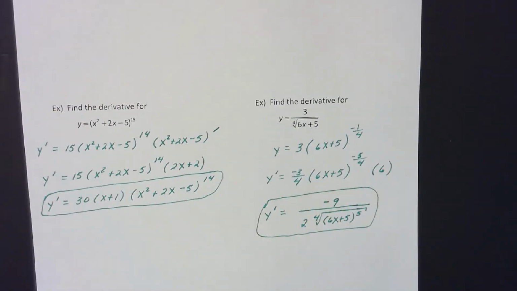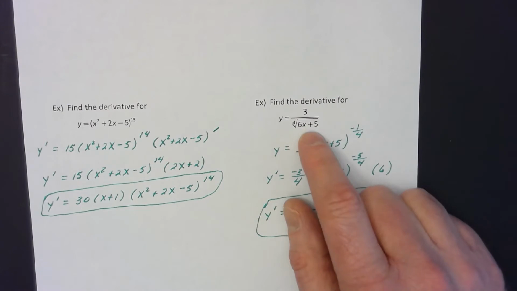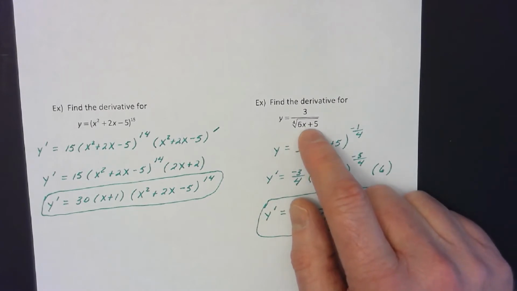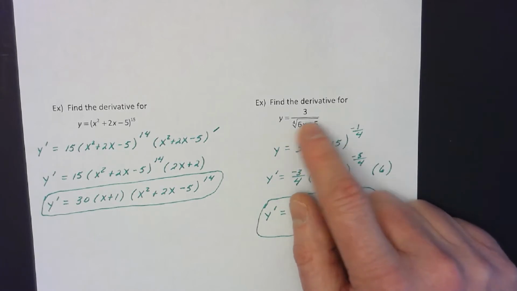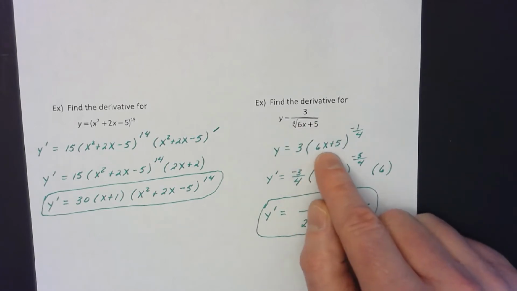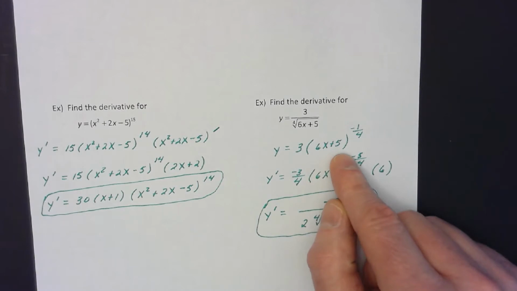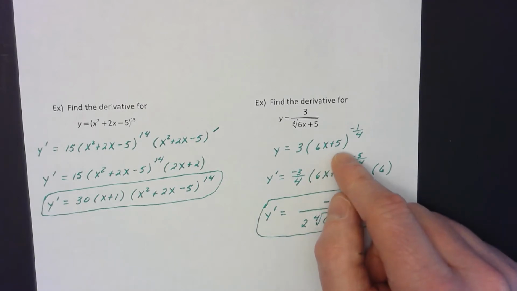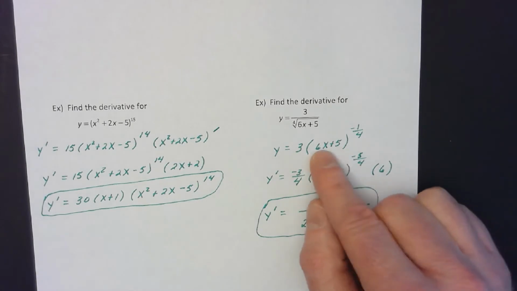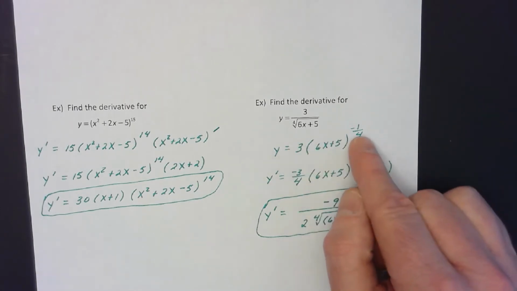Same thing as what I did back on the previous page. You're going to need to simplify that and say, well, I can call that root the negative 1/4 power in the numerator. So I would rather think of this as 3 times the group 6x plus 5 to the negative 1/4. Then I can see, okay, I have a function inside of a function.